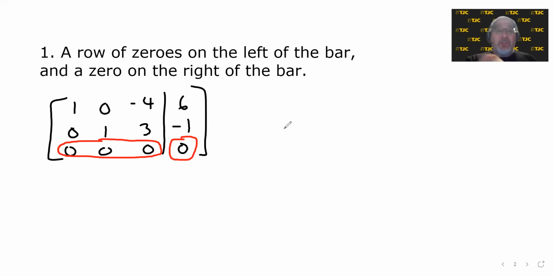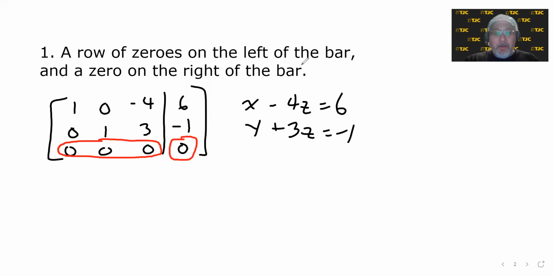Because if we try to turn this back into a system of equations, the top equation would say x minus 4z is equal to 6. And the second equation would say y plus 3z is equal to negative 1. But what would the bottom equation say? The bottom equation would say 0 equals 0, which, number one, is clearly true, and number two contributes absolutely nothing to the solution because it says nothing about x, y, or z. So it's pretty much a useless equation, and we could just throw it away.